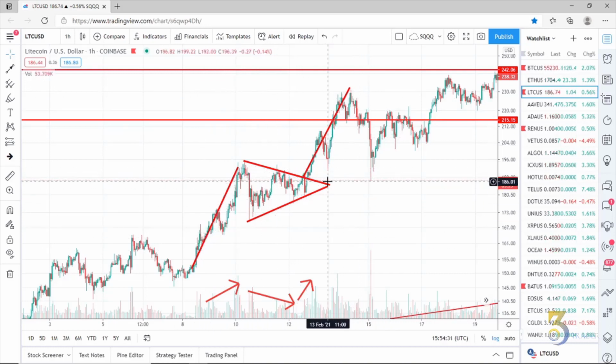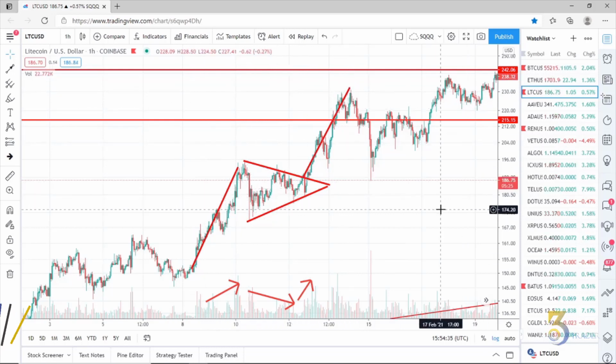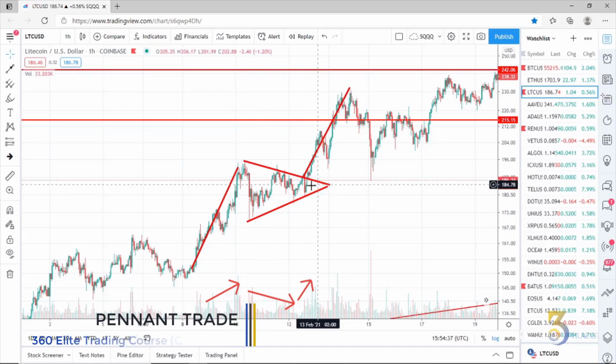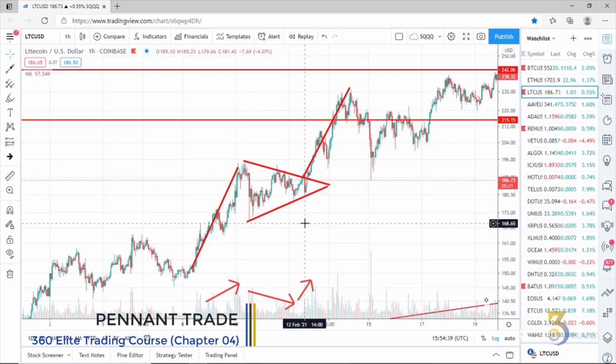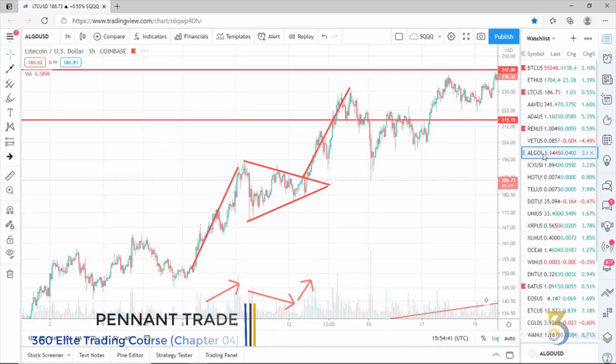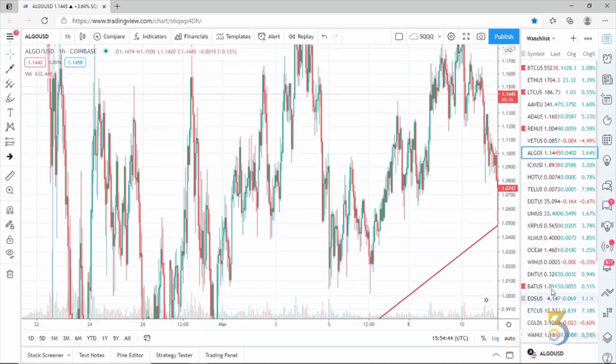And look how perfectly this pennant worked out. I mean, to the T. Literally to the T. Incredible. It's very simple to see, very simple to do. Let's look at some more. Oh my goodness. Let's find it.